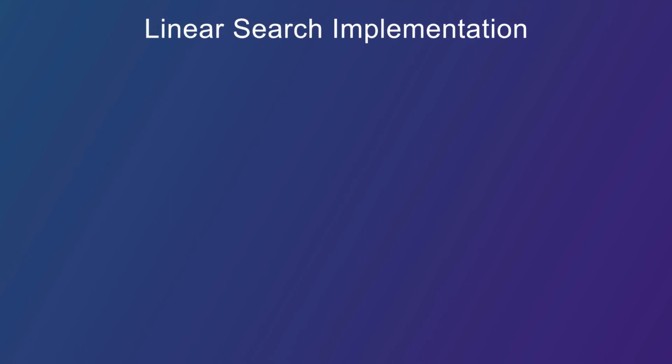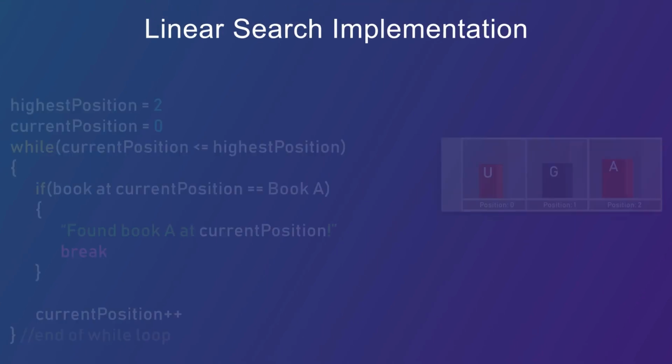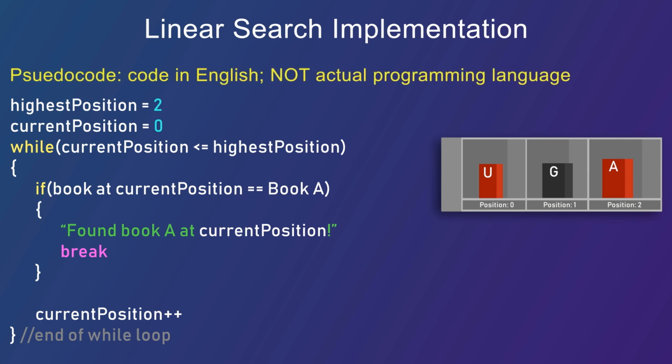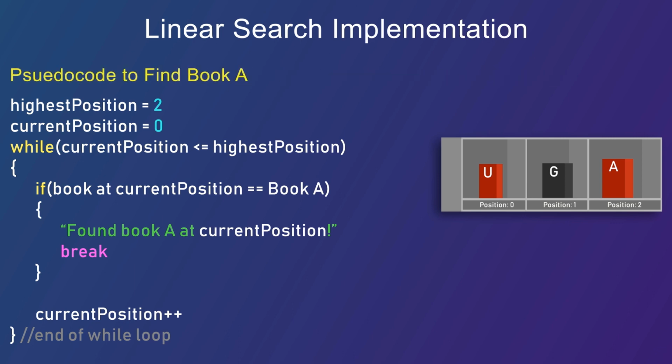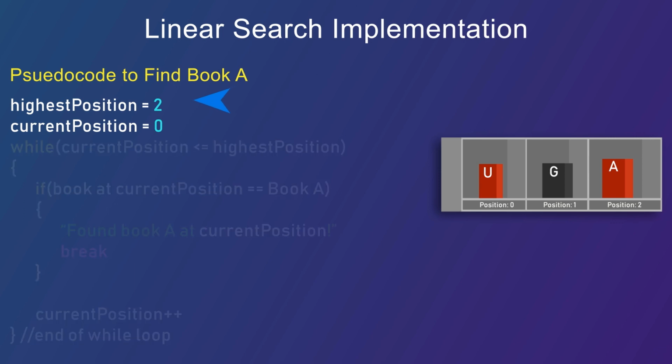Now, let's see how to implement linear search by taking a look at some pseudocode. Pseudocode is a simple way of writing programming code in English, and it is not an actual programming language. Now all of this might look pretty confusing, so let's just start from the top, work our way down to the bottom, and explain things as we go along. So, at the very top, we can see two variables, highest position and current position. A variable is just a named storage location that contains some information. In this case, they both contain position numbers.